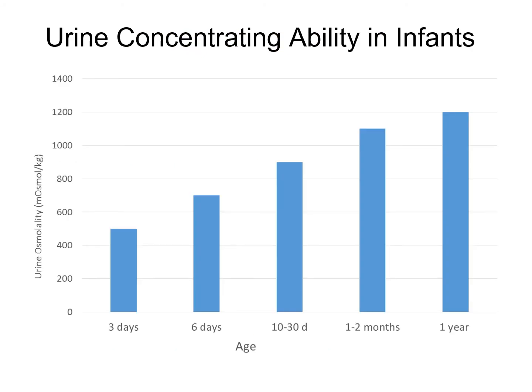As babies age, their kidneys progressively improve their ability to concentrate urine, as depicted in the graph.